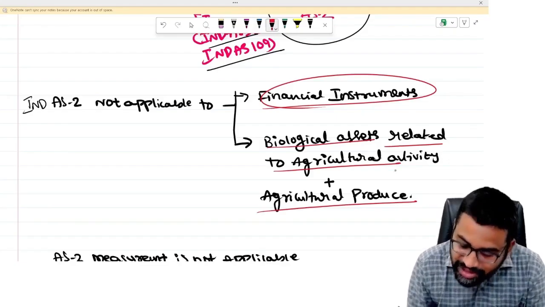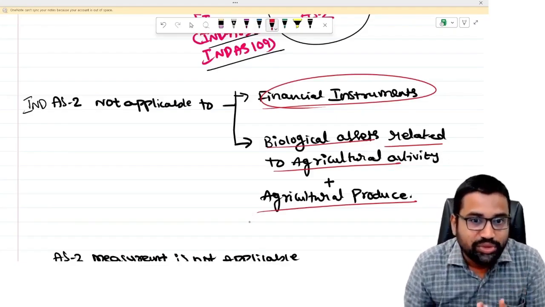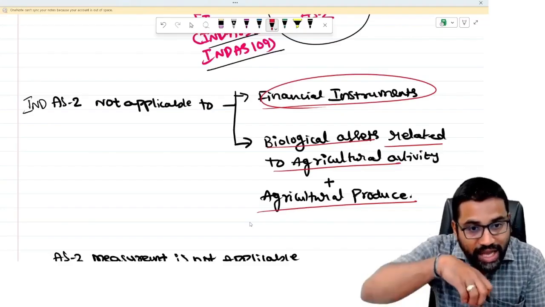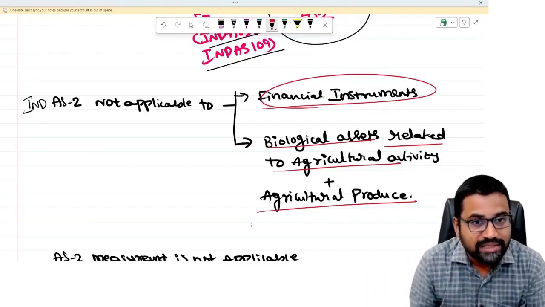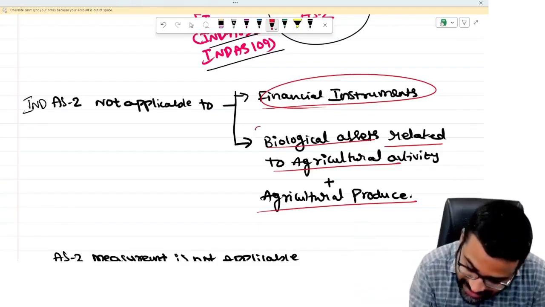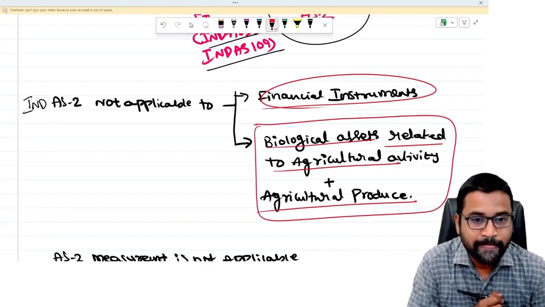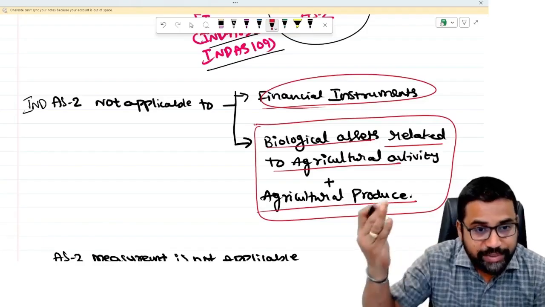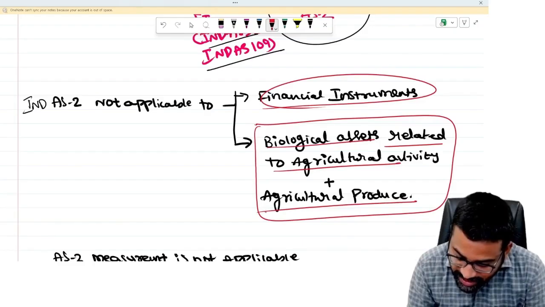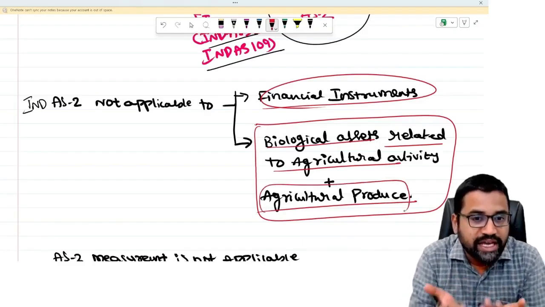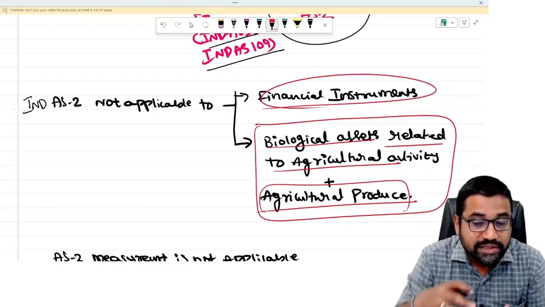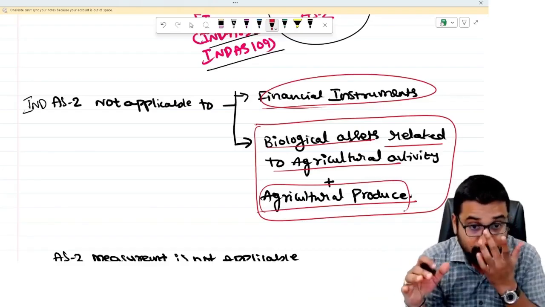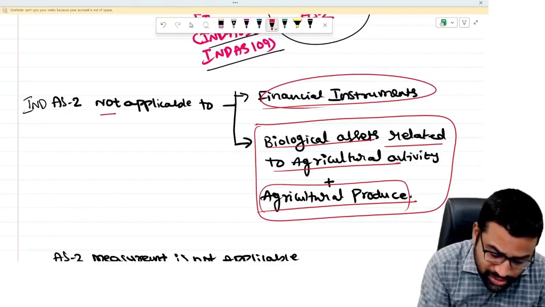Biological assets relating to agricultural activity, like living animals and plants, so whatever animals we use in agro farming, those living animals and plants have a separate Ind AS. Therefore this standard is not applicable. Remember this, they may ask an MCQ: is Ind AS 2 applicable to biological assets relating to agriculture activity? The answer is no, because there is a separate standard. Also any biological assets relating to agriculture produce, for example paddy. Whatever biological assets you are using relating to this agriculture produce, for them also there is a separate standard. Therefore Ind AS 2 is not applicable.